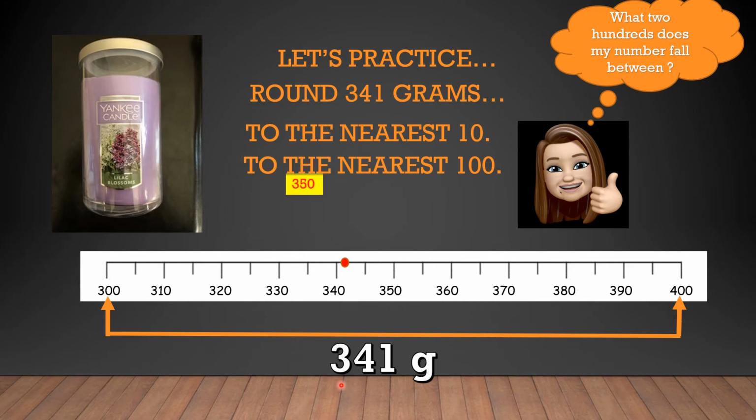Now we use 350, which is in the middle of our hundreds, to decide. Are we going to round down to 300 or round up to 400? Well, we look at our tens place to decide. We see the 40, and we know that 340 is less than 350. So since it's less than 350, we're going to round down, which is closest to 300.